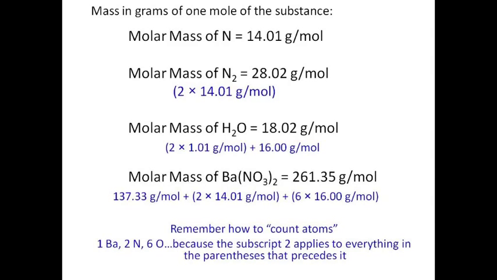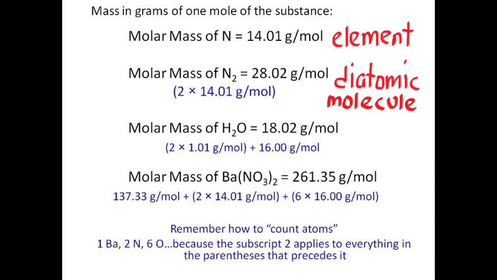Here are some other examples. An atom of nitrogen, an element, is 14.01 grams per mole, straight from the periodic table. But nitrogen forms a diatomic molecule. So it's really N2 most of the time when it's not bonded to something else. So you multiply that value by 2, 28.02.